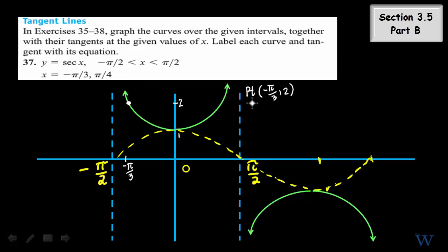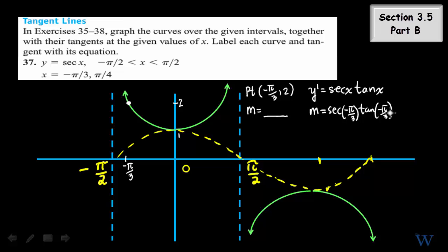So we already have a point. What do we need next? We need the slope. So what is the slope? We get the slope by taking the derivative of secant, and it's equal to secant x tangent x. Okay, and what's the slope? Just plug in at the value of x that we are trying to evaluate. So it's the secant of minus pi over 3 and the tangent of minus pi over 3.